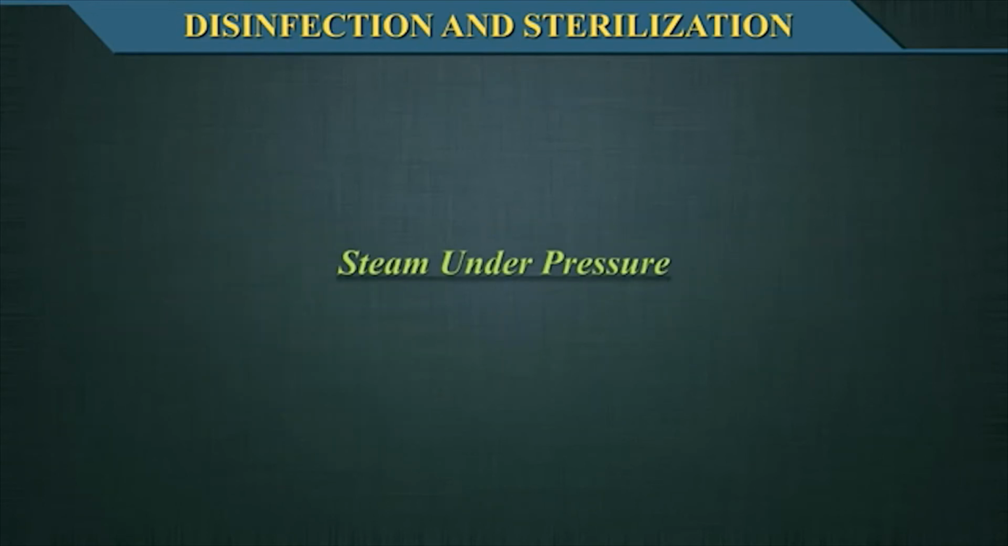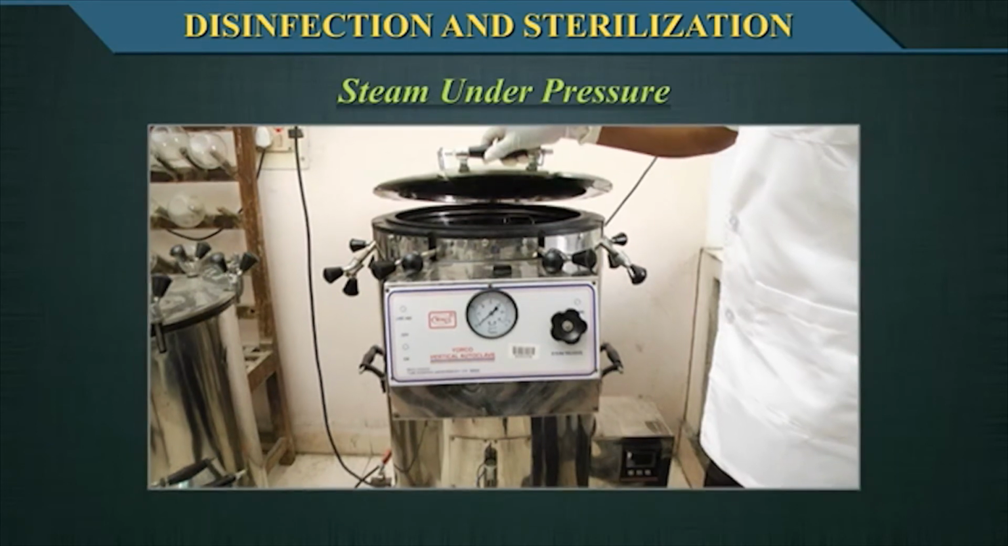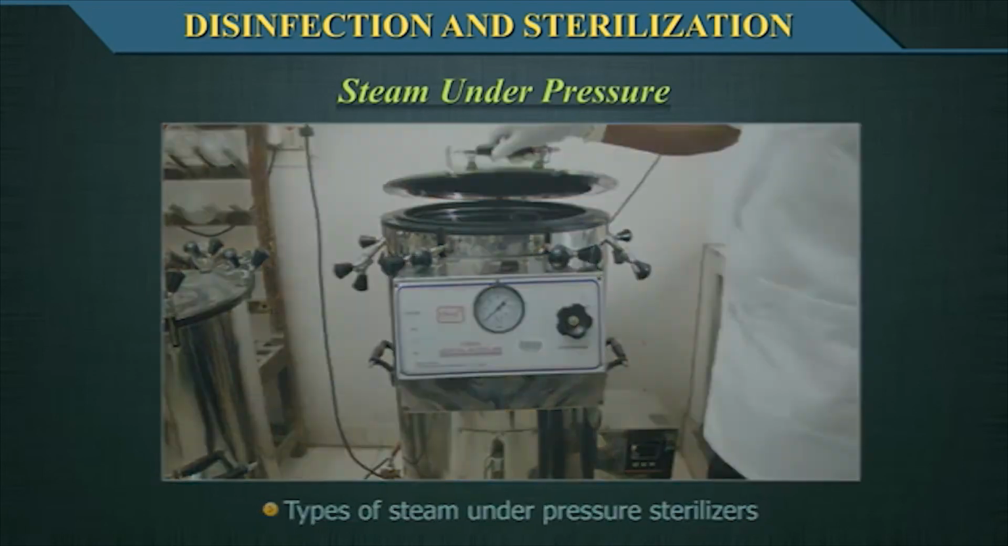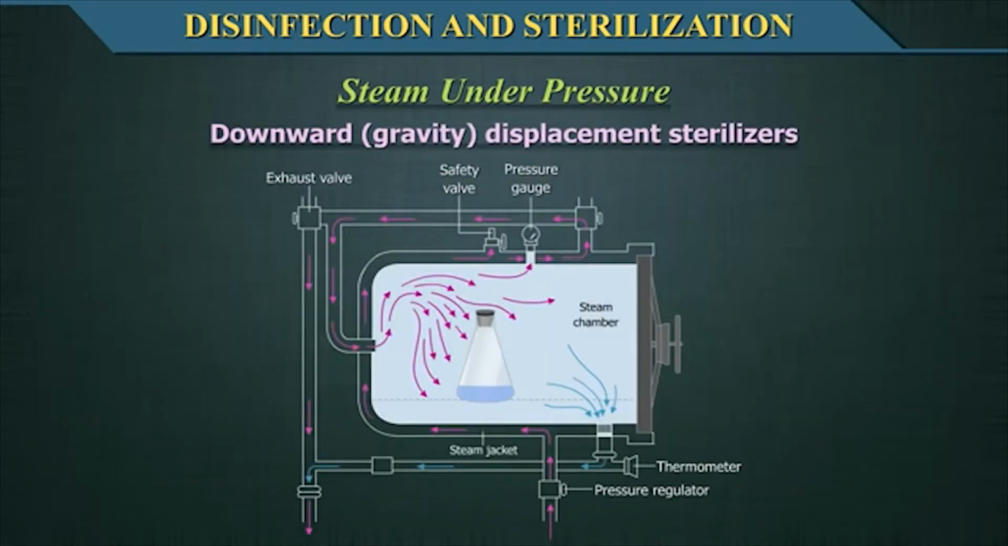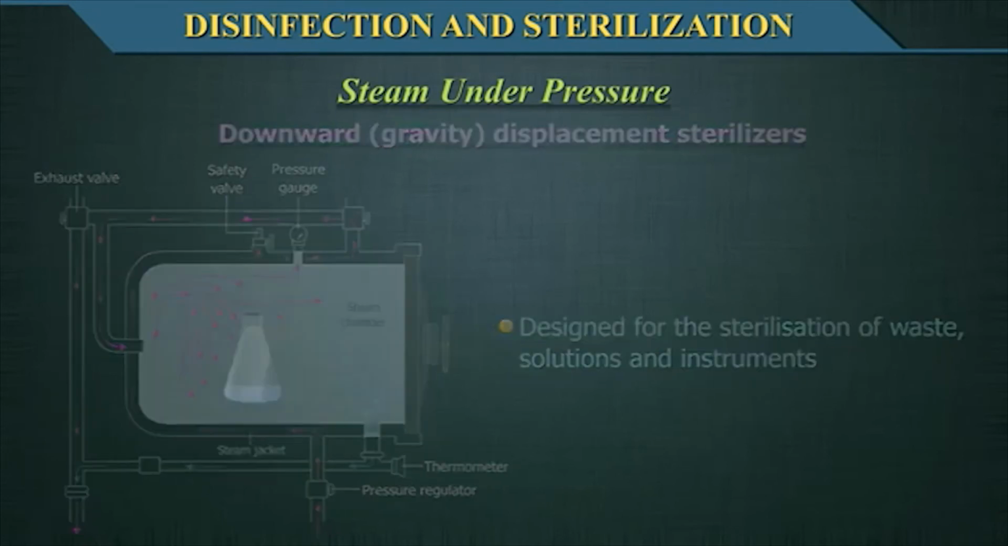Steam under pressure, moist heat sterilization. This is the most efficient and reliable method to achieve sterility of instruments and equipment. It is inexpensive, non-toxic, and very reliable. There are several types of steam under pressure sterilizers, also called autoclaves. Downward gravity displacement sterilizers, jacketed and non-jacketed. These are designed for sterilization of waste, solutions and instruments.